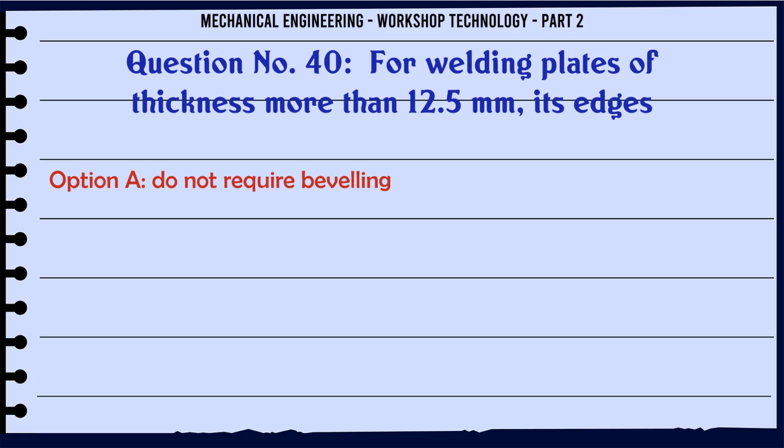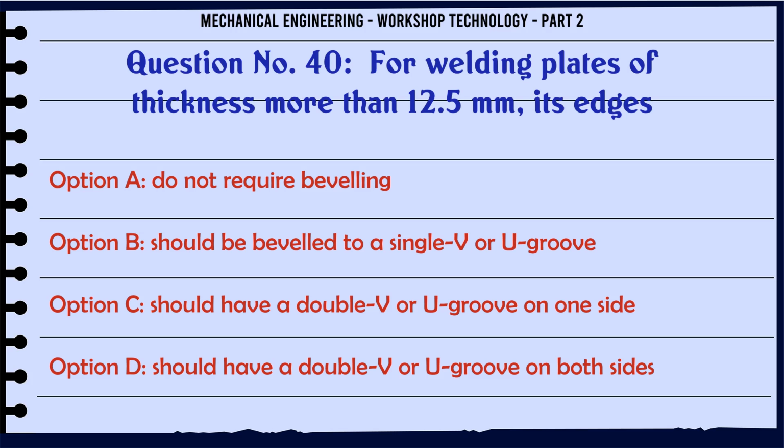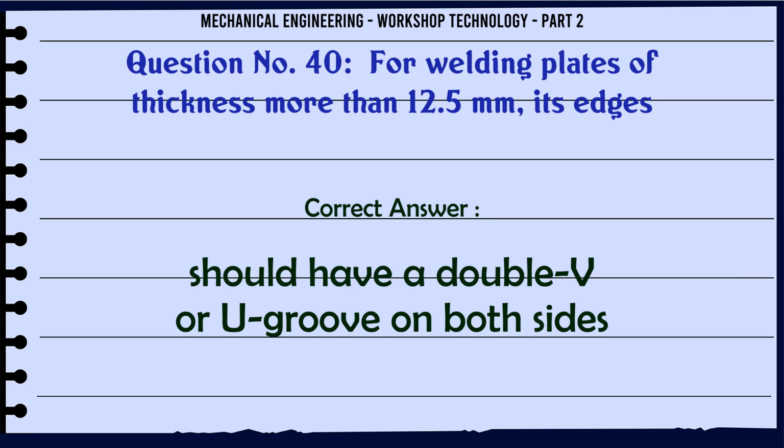For welding plates of thickness more than 12.5 mm, its edges: A. do not require beveling, B. should be beveled to a single V or U groove, C. should have a double V or U groove on one side, D. should have a double V or U groove on both sides. The correct answer is should have a double V or U groove on both sides.